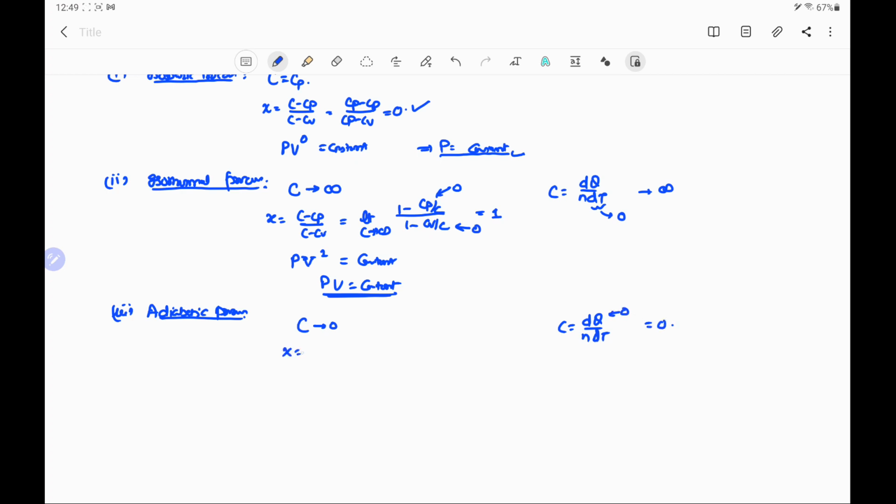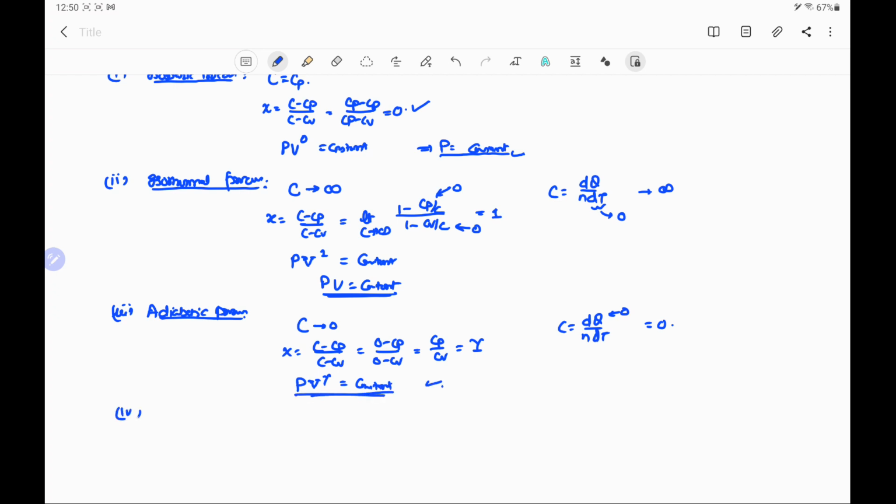If C will be 0, then polytropic index x equal to (C minus Cp) by (C minus Cv), that is equal to (0 minus Cp) by (0 minus Cv), that is equal to Cp by Cv, and Cp by Cv is the ratio of the molar specific heat at constant pressure and constant volume, and it is mentioned as gamma. Therefore, the equation for the adiabatic process will be PV raised to power x, and x is gamma, that is equal to constant.